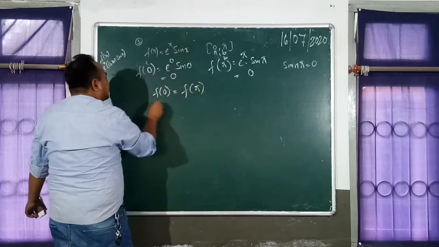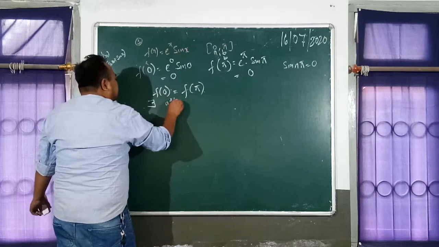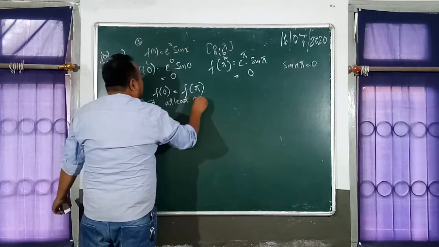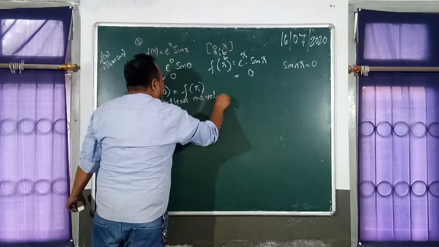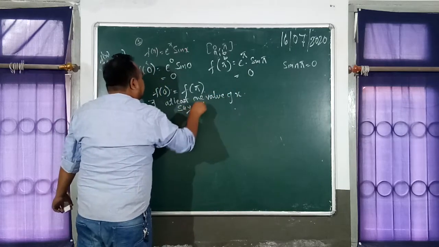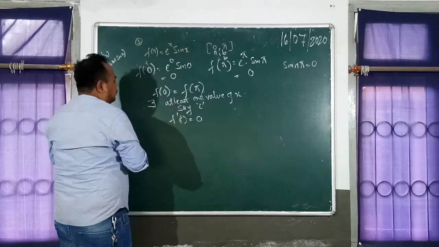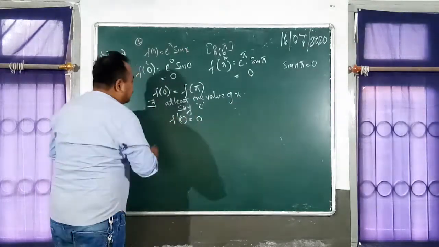So you know what you're supposed to write? There exists at least one value of x, say c, such that f dash c equal to 0.